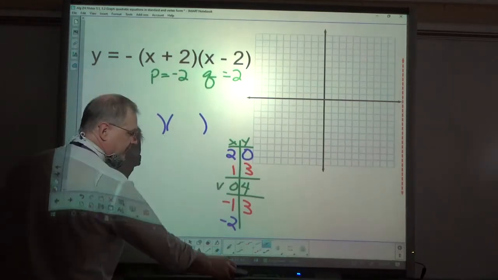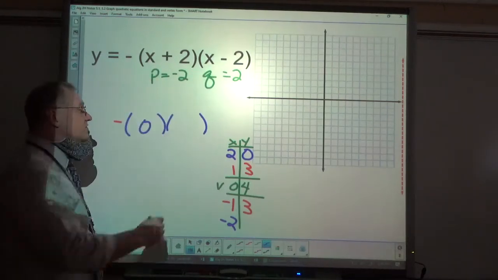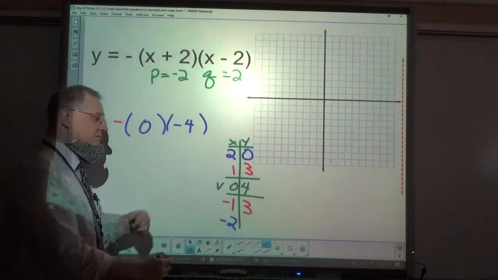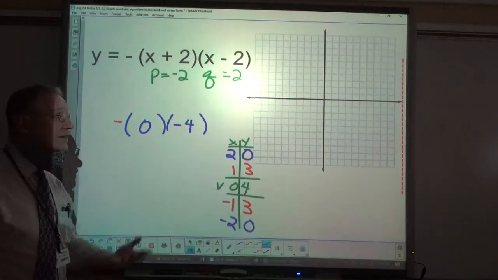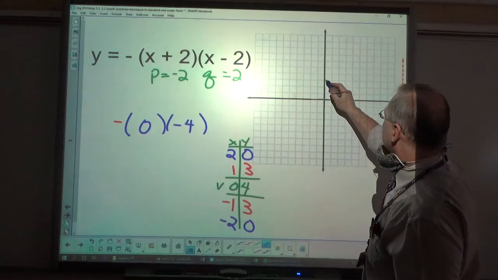Let's try it the other way. Negative 2 plus 2 is 0. Negative 2 minus 2 is negative 4. Still comes out to 0. Let's plot some points. 0, 1, 2, 3, 4.